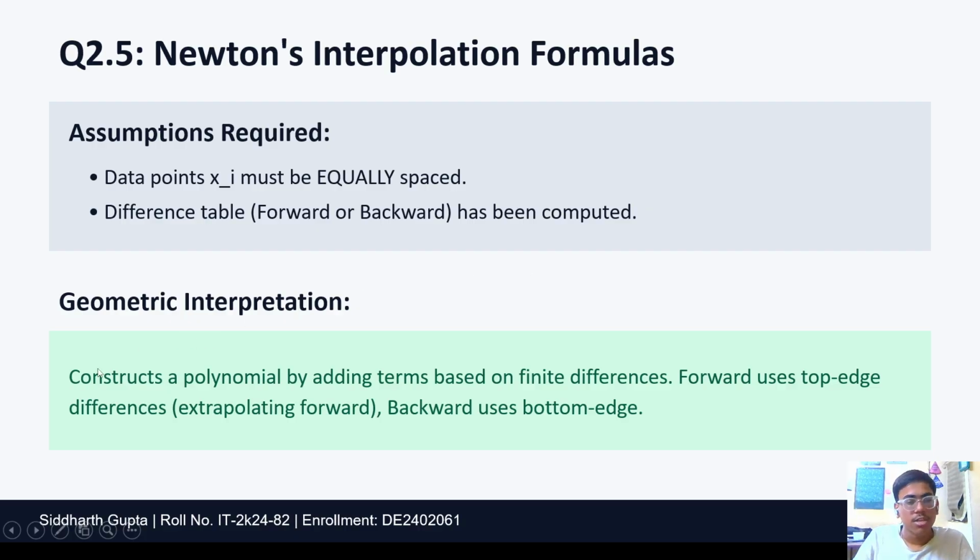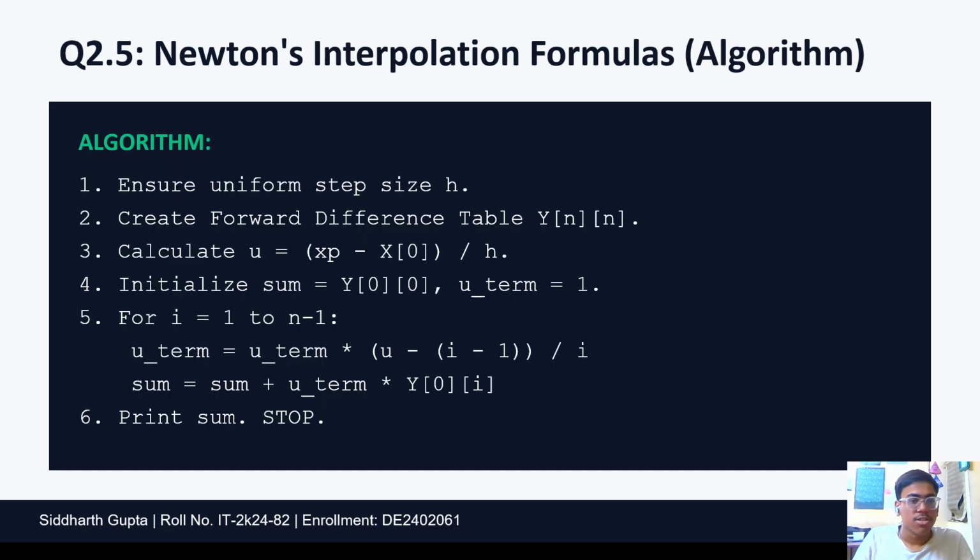Now, the geometrical interpretation. The geometrical interpretation for Newton's interpolation formulas will be a polynomial built by adding terms based on finite differences. Forward uses top edge differences, backward uses bottom edge. We already know for forward interpolation, we construct the difference table by subtracting the elements from the top. Here for backward interpolation, we construct the table by starting from the back. So this is the geometrical interpretation.